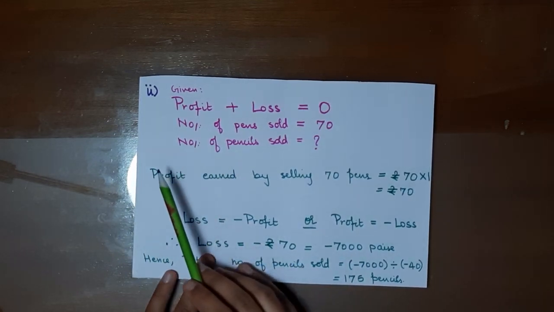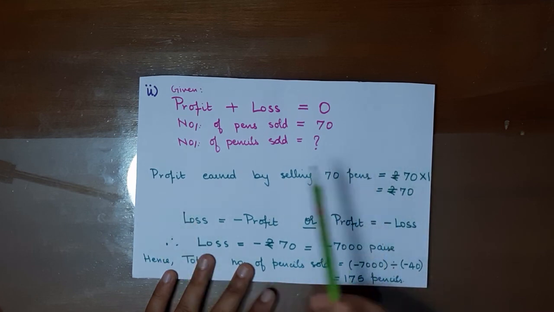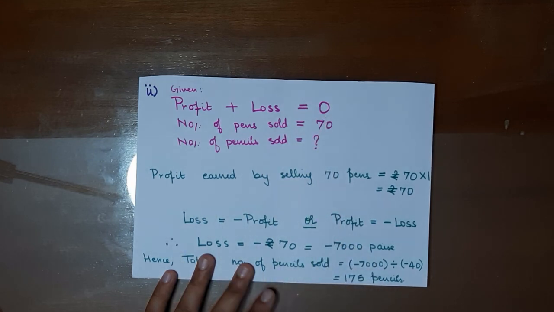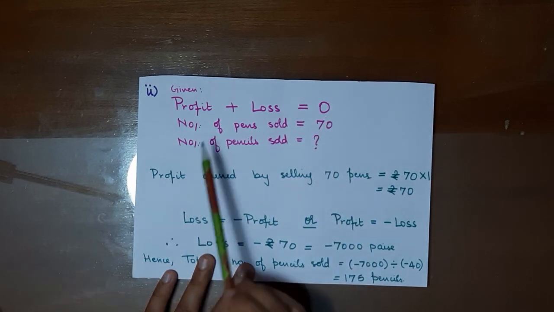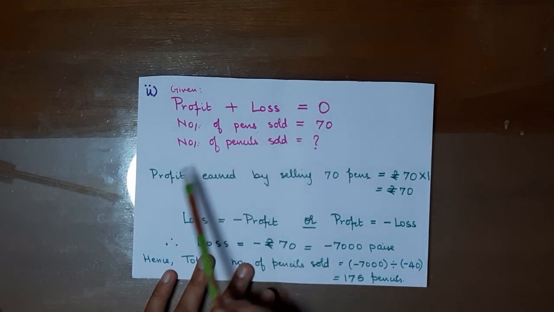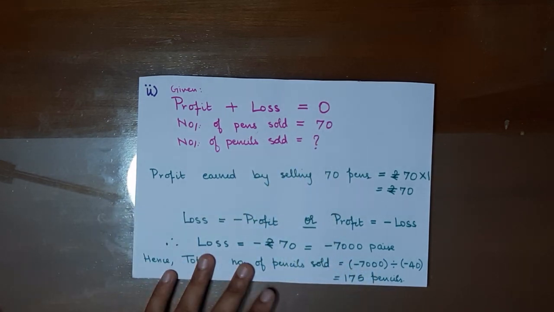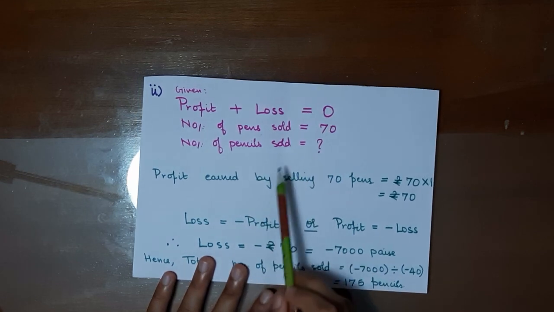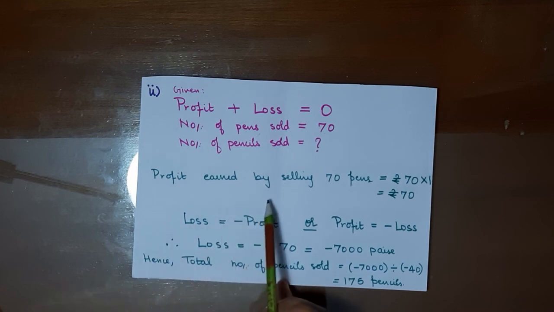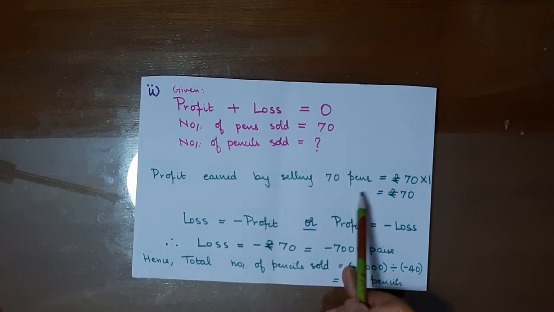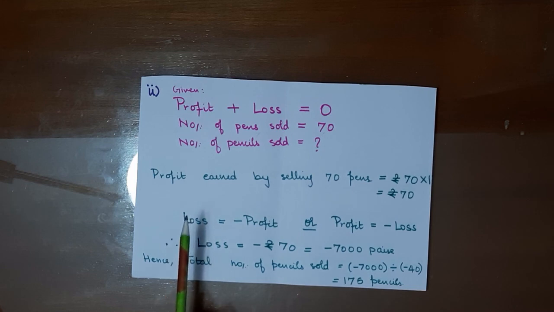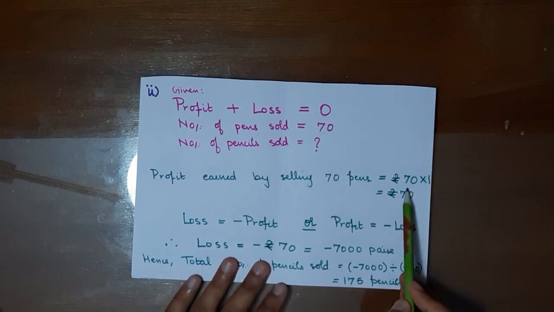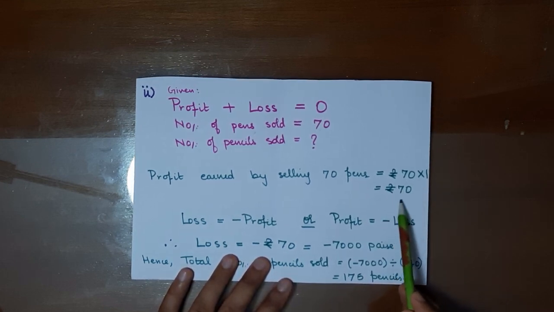Next one. In the next month, she earns neither profit nor loss. Neither profit nor loss means profit plus loss is equal to 0. She sold 70 pens, so the number of pens sold is equal to 70. How many pencils did she sell? Number of pencils sold is equal to question mark. We should find this. So profit earned by selling 70 pens: we know profit earned by selling 1 pen is 1 rupee. So profit earned by selling 70 pens is rupees 70 into 1, which is equal to rupees 70.